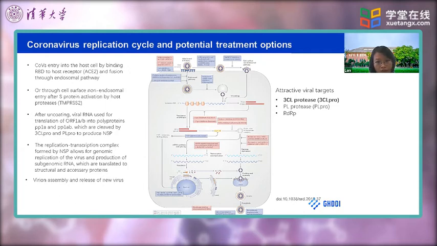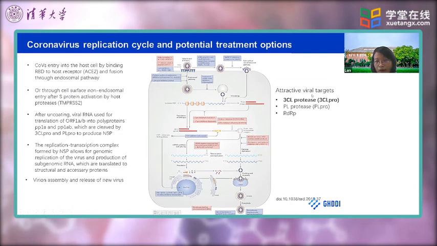When the virus enters the cell, it will release the nucleocapsid and the viral RNA used for the translation of the open reading frame 1a or 1b into the large replicase polyproteins, pp1a and pp1ab. And these proteins will be cleaved by 3CL-like protease and papain-like protease to produce non-structural proteins. These non-structural proteins then form the replication and transcription complex, which allows for the genomic replication of the virus and production of subgenomic RNA, which is then translated into structural and accessory proteins. And then the virion will be assembled in the cell, and the new virus will be released from the host cell and begin another cycle.